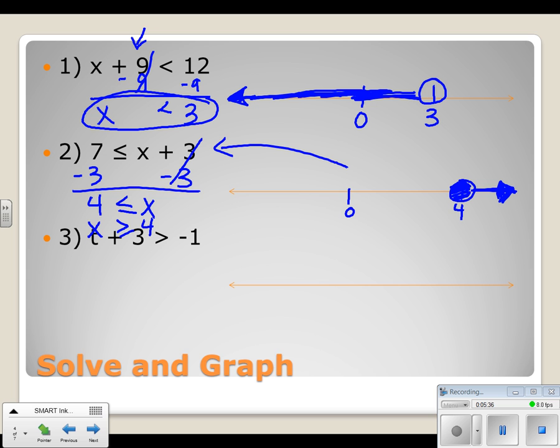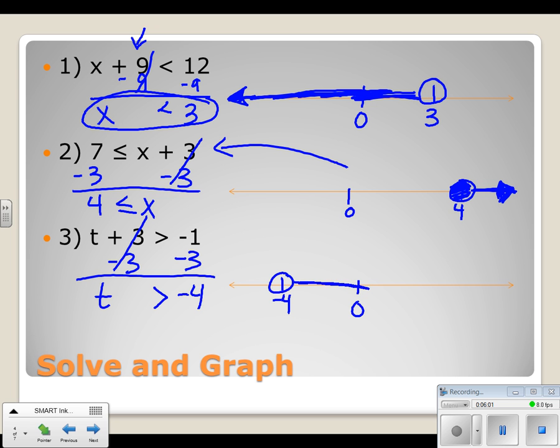On this one here, I wrote it into my next problem. T plus 3 is greater than negative 1. So we're going to subtract 3 using our properties. Negative 1 minus 3 gives us negative 4. So T is greater than negative 4. If 0 is here, negative 4 here, that would be an open circle, and T is anything greater than that, so it would be shaded to the right on our number line.